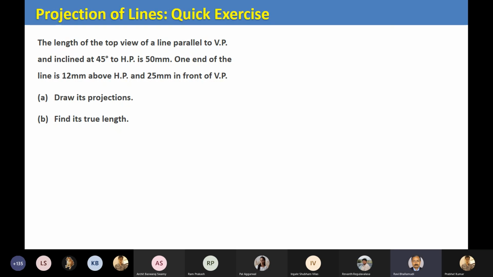This is, by the way, parallel to one of the views. It's easier than the double inclination to both the planes. Students, take your sketch and then.